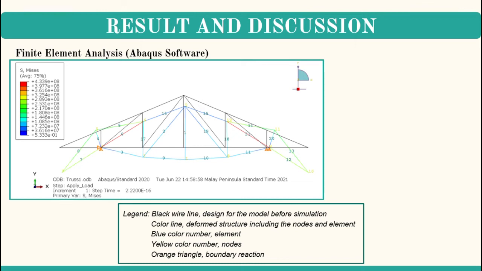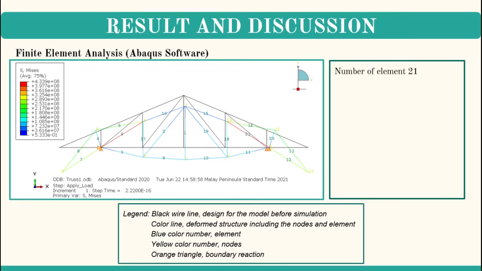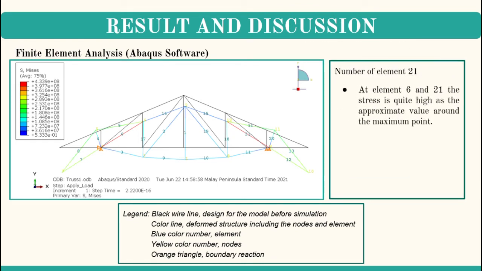The blue number is an element, the yellow number is a node, and the orange triangle is the boundary reaction. As you can see here, the total number of elements is 21. At elements 6 and 21 the stress is quite high, and the total number of nodes is 12. We can see here that at nodes 4 and 9 is where the reaction force takes place.